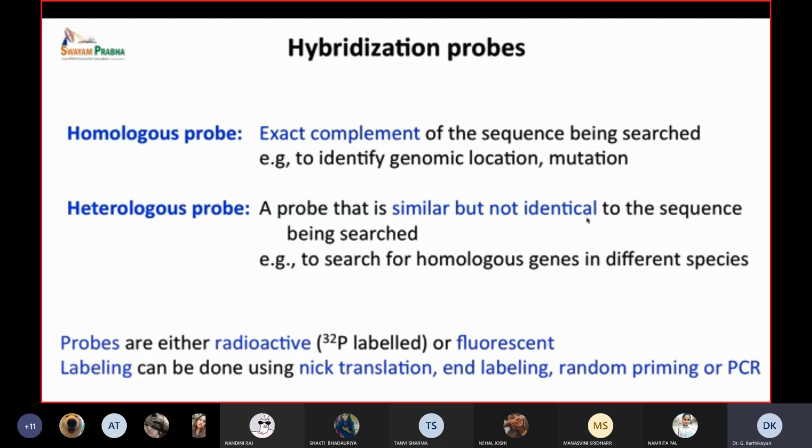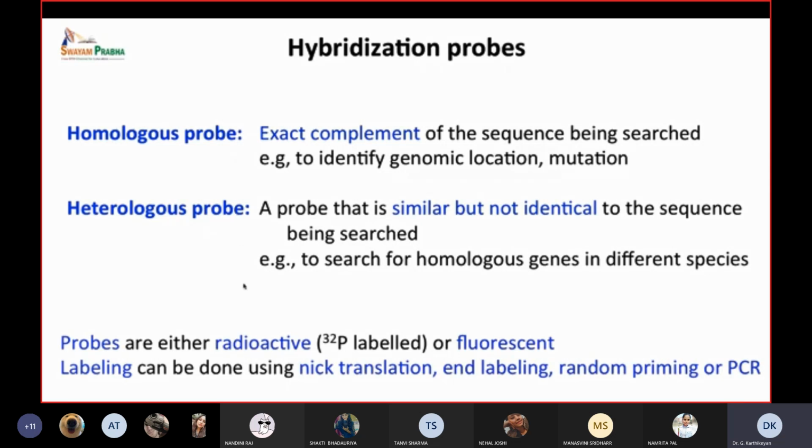The heterologous probe is similar to the gene being searched, but not totally identical. And this is generally done to search for homologs of genes in different species. So for example, you may have a gene fragment from a yeast gene, and you want to pull out the homolog of that gene from, say, a mouse cell. So you prepare the probe of the yeast gene fragment, and then you search a mouse genomic DNA library and pull out the gene which is homologous to the yeast gene in this manner. So these are the different kinds of probes that can be used.